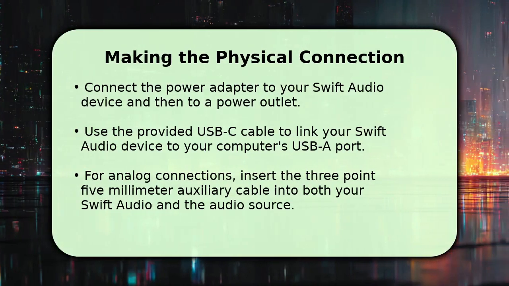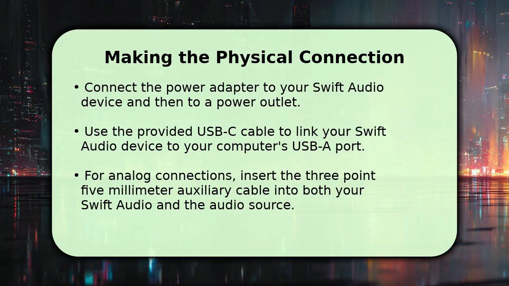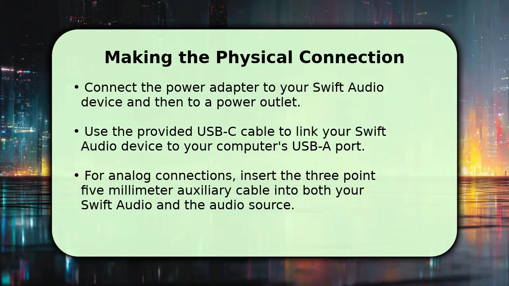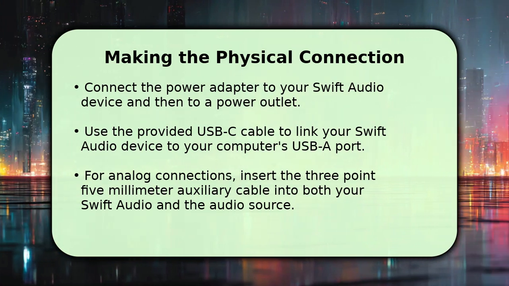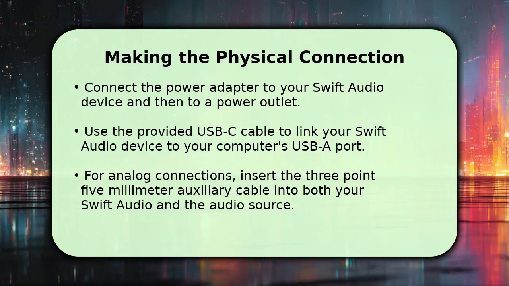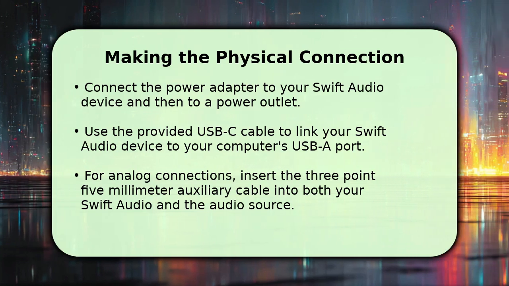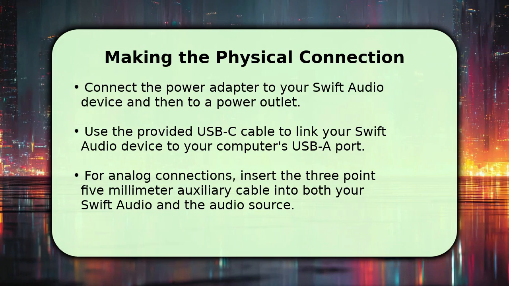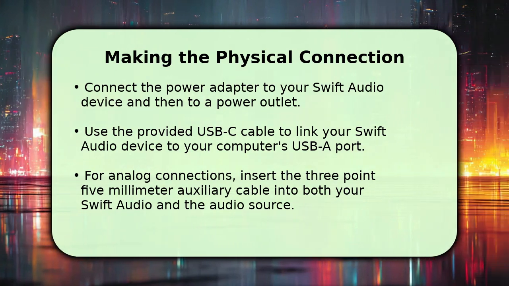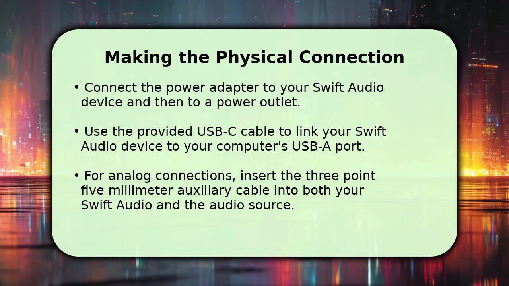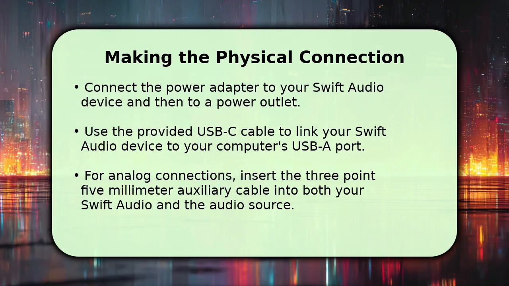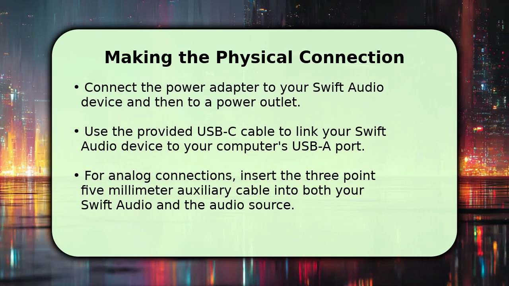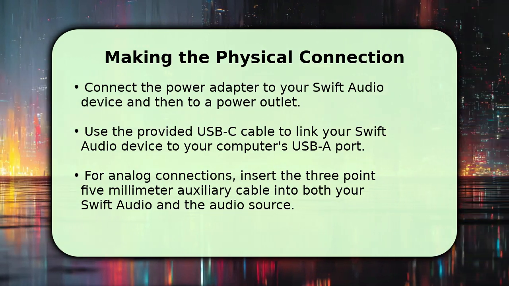Now, let's make the physical connections. Plug the power adapter into your Swift Audio device, then into a wall outlet, ensuring it powers on. Next, take the included USB-C cable and connect one end to the Swift Audio and the other end to an available USB-A port on your computer. If you are using an analog connection, firmly insert the 3.5mm auxiliary cable into the dedicated ports on both devices. A secure connection is vital for clear audio transmission.